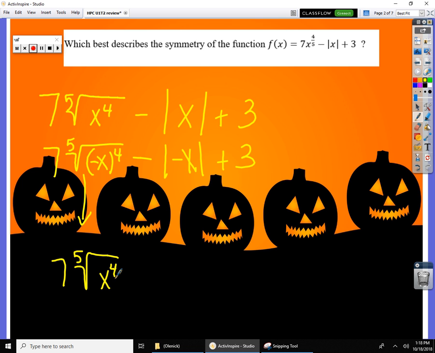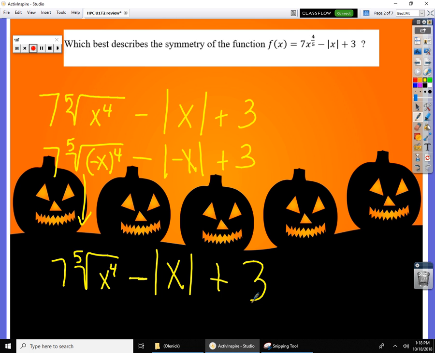What happens when you take the absolute value of a number? It becomes positive, right? And then can 3 change? Why can't 3 change? It has no x. It has no variable. Okay? So everything matches. It's even Steven. So it's an even function.